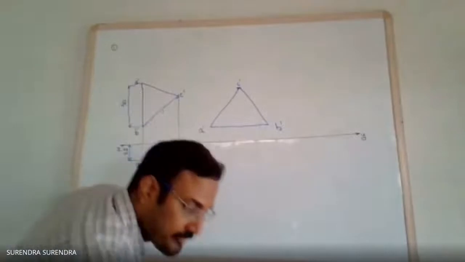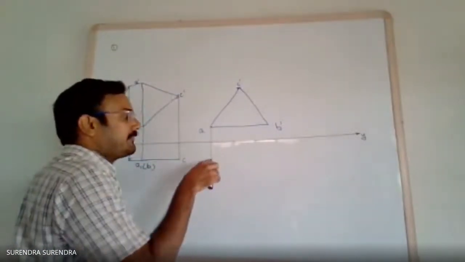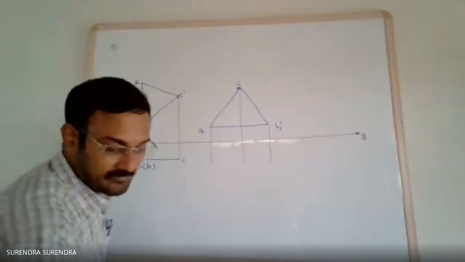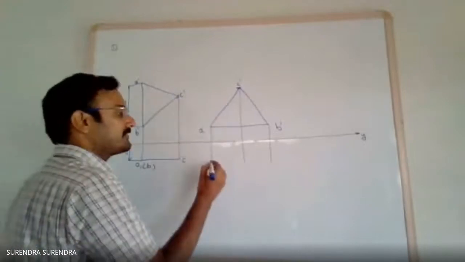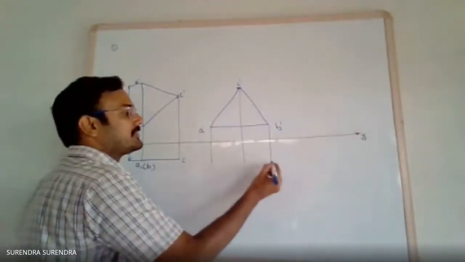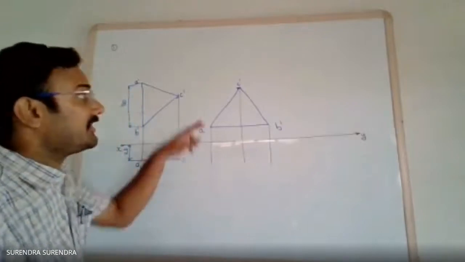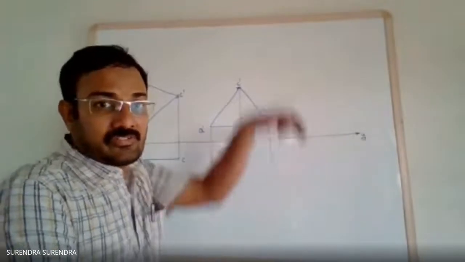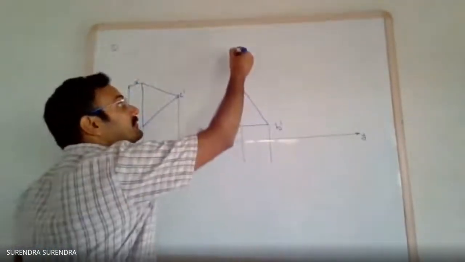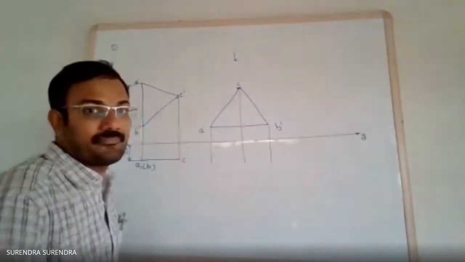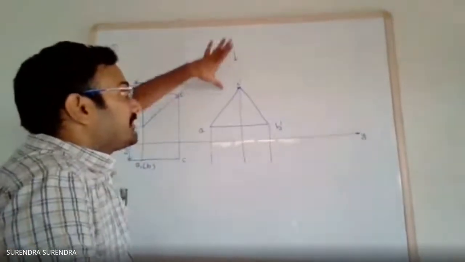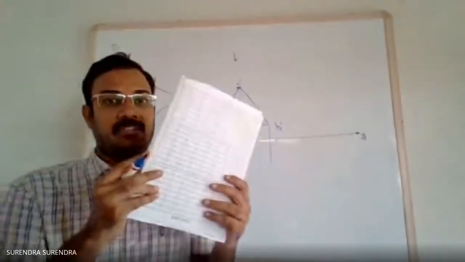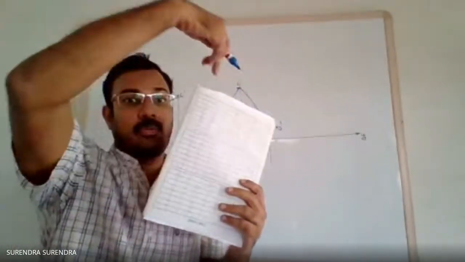So for getting the top view, draw the projections from A, B and C. Mark these points A, C, B. When you see a triangle exactly from the top view, we can see the edges AC and CB. Is it or not? Then this is the orientation, allow me. When you are seeing from the top, you can see only these two edges.